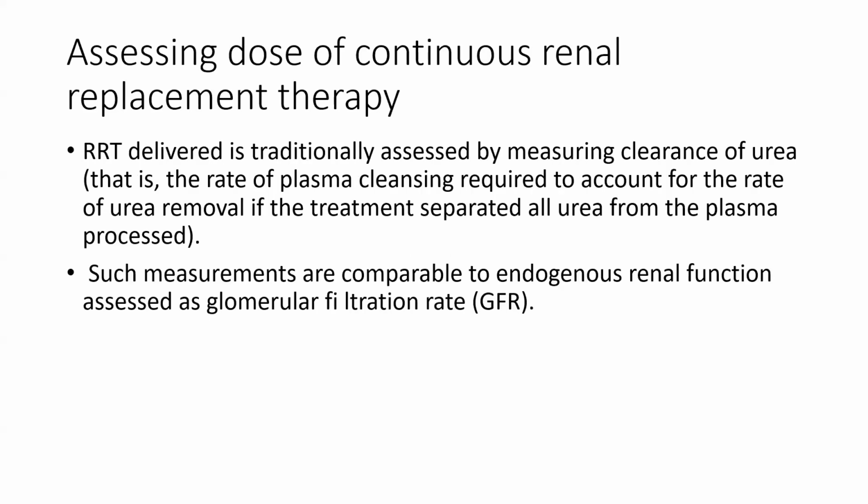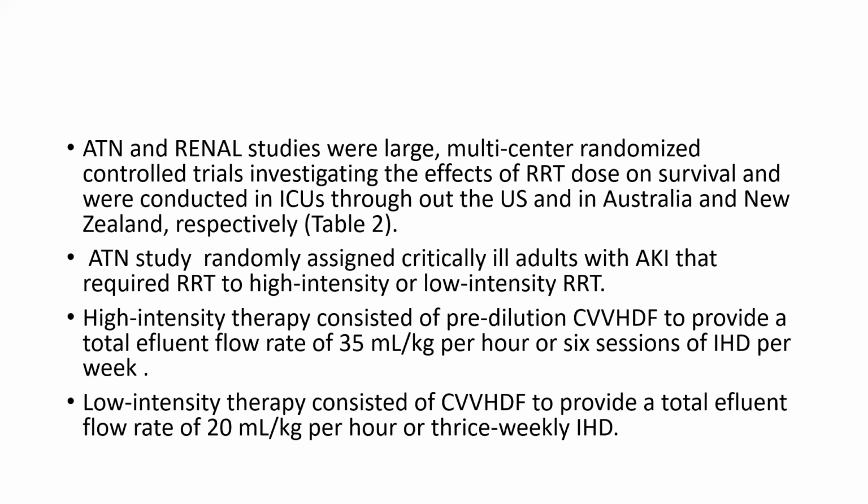So assessing the dose of continuous renal replacement therapy. RRT delivered is traditionally assessed by measuring clearance of urea. That is the rate of plasma cleansing required to account for a rate of urea removal if treatment separated all urea from plasma processed. Such measurements are comparable to endogenous renal function assessed as glomerular filtration.